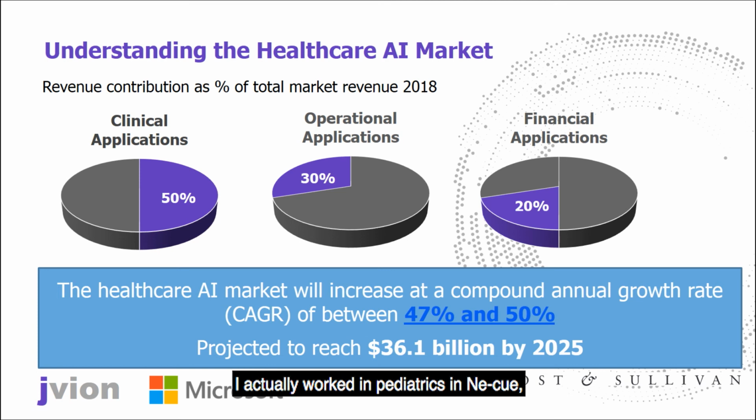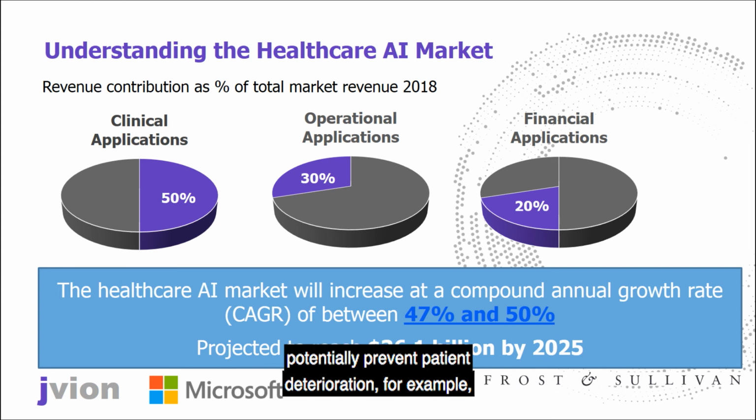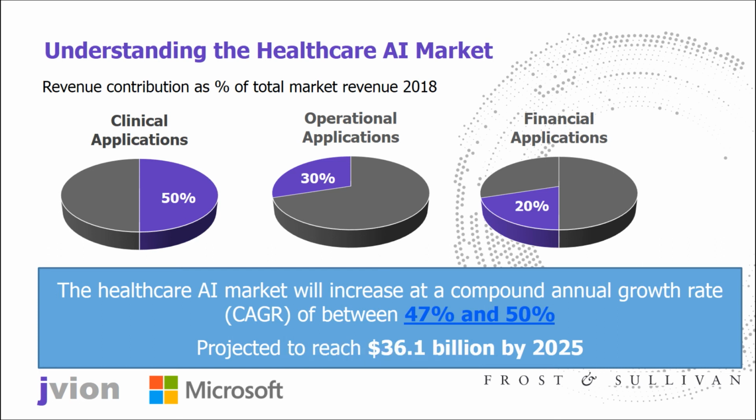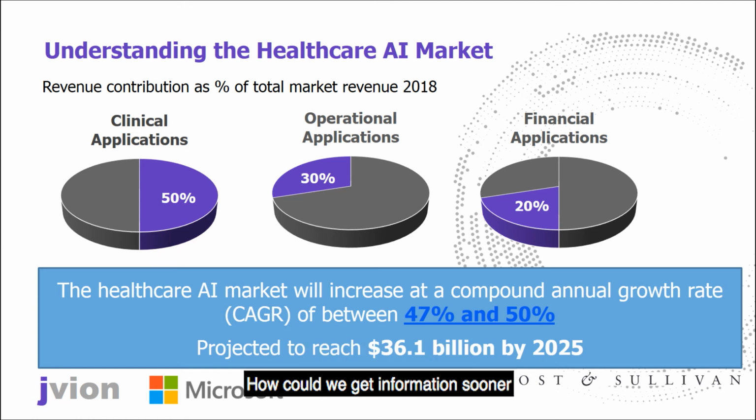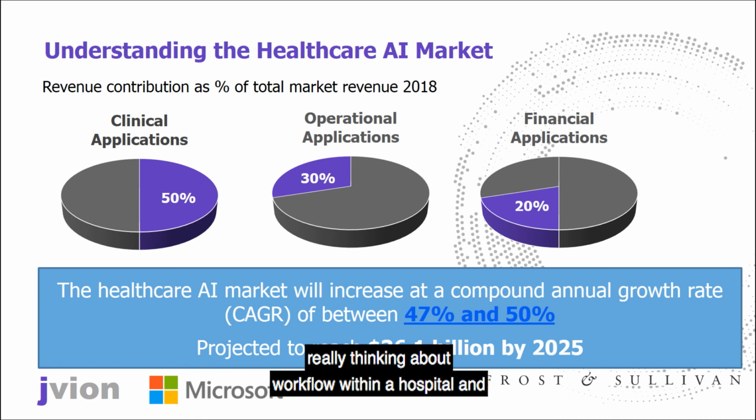I think about the time that I worked in the hospital. I actually worked in pediatrics and NICU, and thinking about ways that we could potentially prevent patient deterioration, for example, a cardiac arrest or respiratory arrest out on the floor. How could we get information sooner so that we could avoid that and potentially transfer them to the ICU?